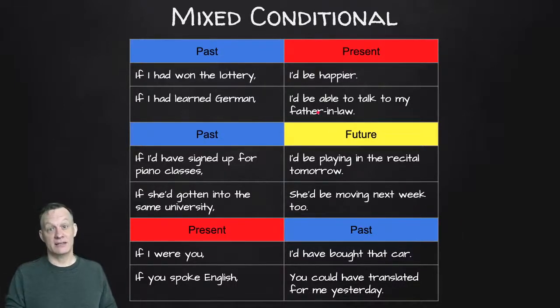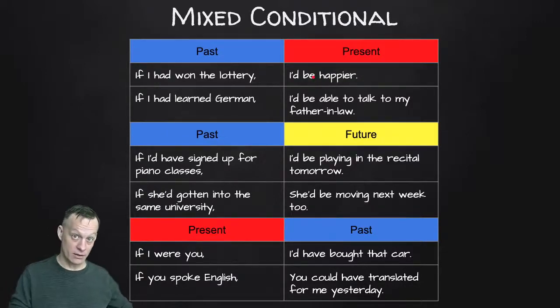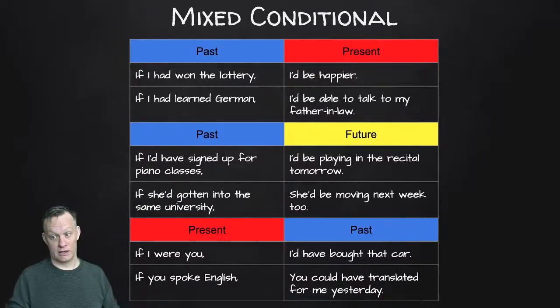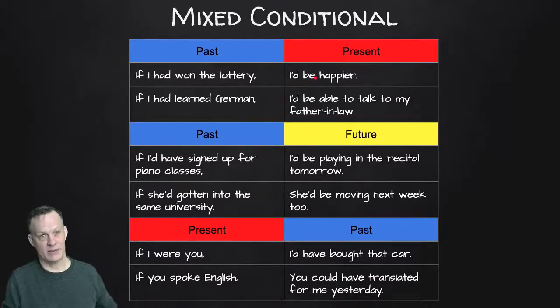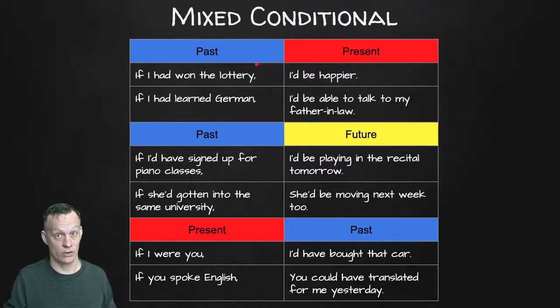Okay, so we're mixing conditionals. We have a past. If I had won the lottery in the past, I'd be happier. Now, in the present, I would be happier now if I had won the lottery in the past. I've never won the lottery, therefore I am not very happy right now. Well, I'm fine, but just not as happy as I would be if I had won the lottery. So we have the past and the present.